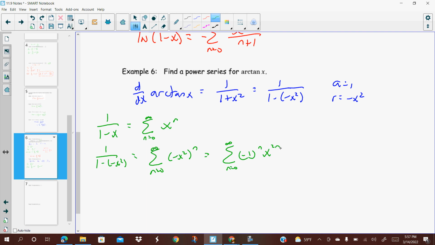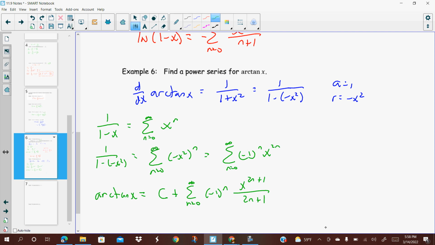But we don't want 1 over 1 plus x squared. We want the arctangent of x, which is the antiderivative of 1 over 1 plus x squared. So the arctangent of x is going to be the antiderivative of the sum we just found. So we'll put c plus n equals 0 to infinity, negative 1 to the n. So that'll be x to the 2n plus 1 over 2n plus 1.